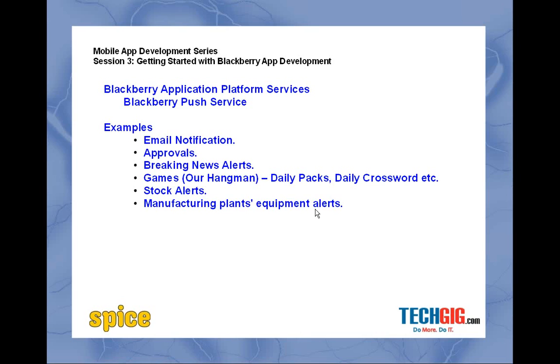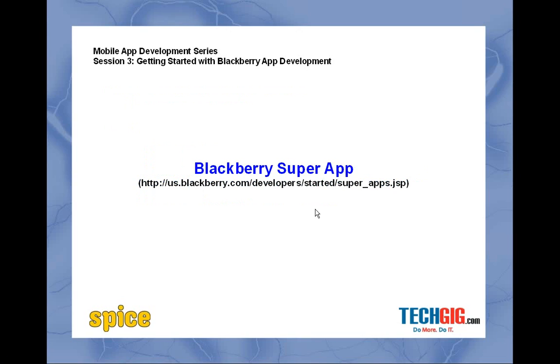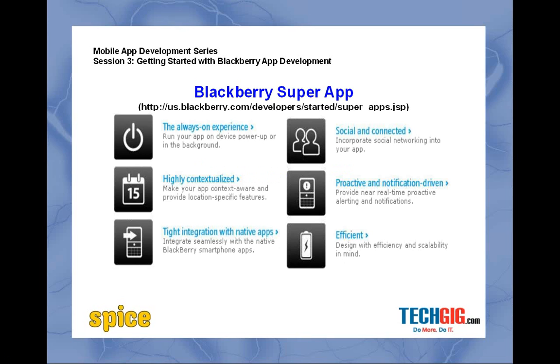So if you look at the BlackBerry website, there's a concept of BlackBerry super app. So if you look at this link, this is BlackBerry super app. When you say super app, what it means is defined by some attributes. These are BlackBerry super app attributes. Always on experience. Always on experience means you are always connected. Means you can receive notification, everything. Whenever you are moving, you are connected. That's the advantage of mobile technology.